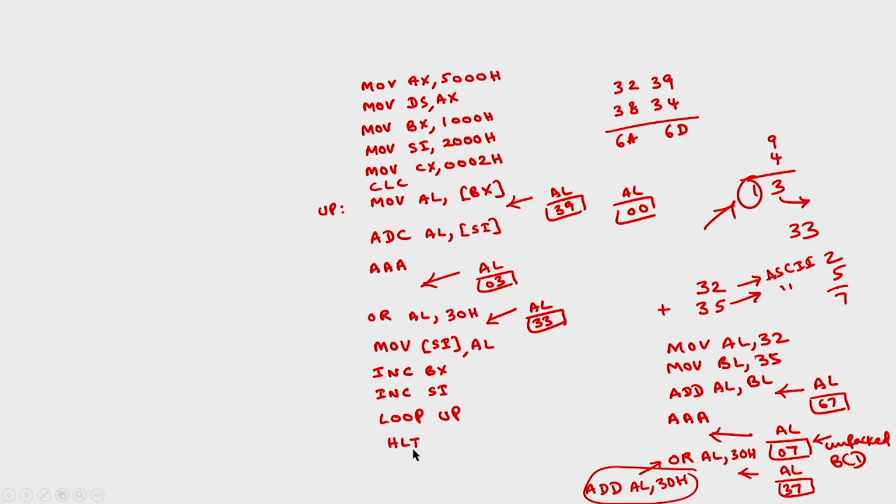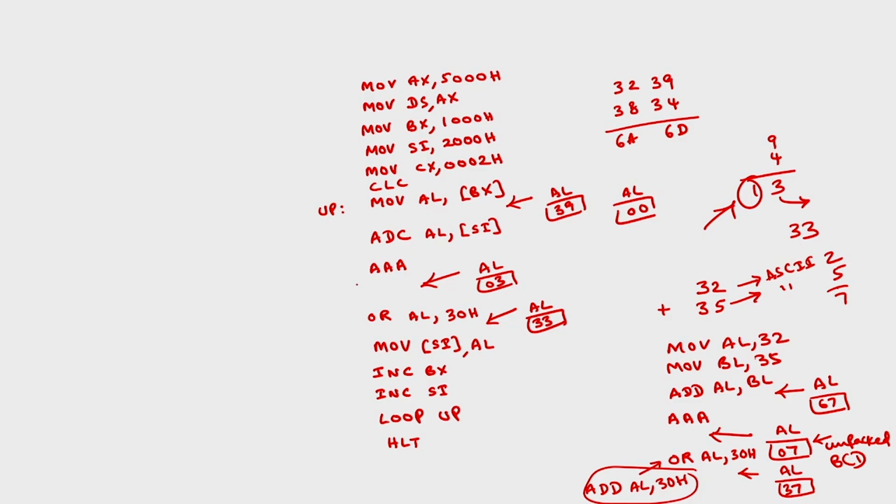This is the program for ASCII addition. Mainly these two programs will demonstrate the functions of DAA and AAA. These are the two important instructions, because a layman understands only the decimal digits, so that is why he will expect the result also in decimal.